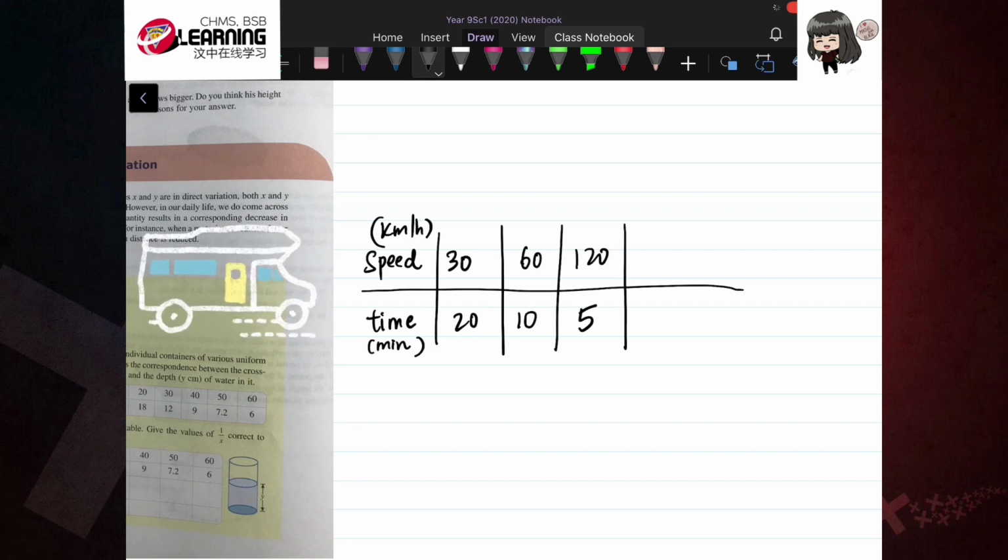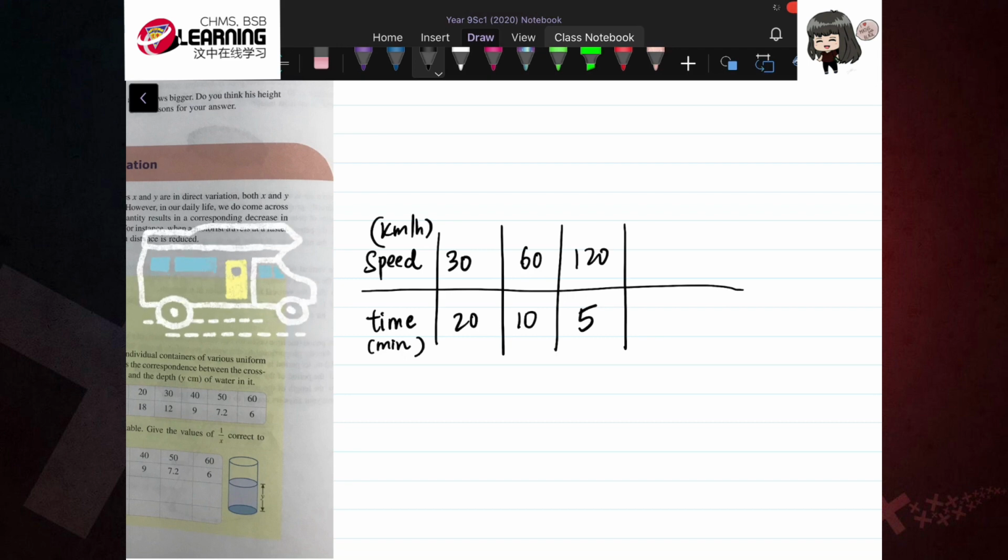This is only an illustration and example. The bus cannot drive that fast. 120 is too fast, you have traffic everywhere. We just assume that it's a straight line to Gadong with a speed of 120 km per hour, you definitely will reach there in 5 minutes.